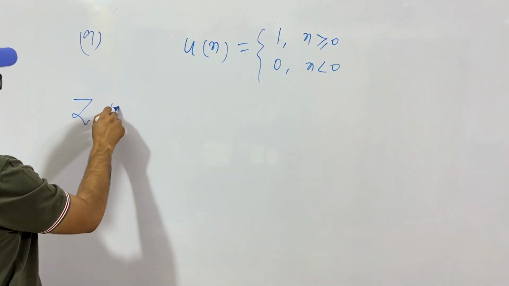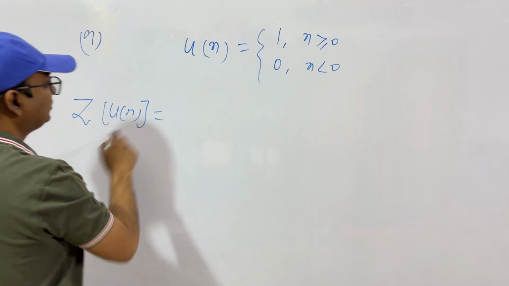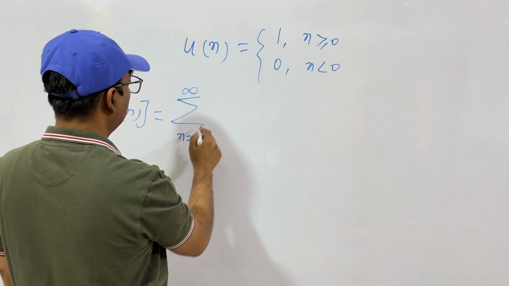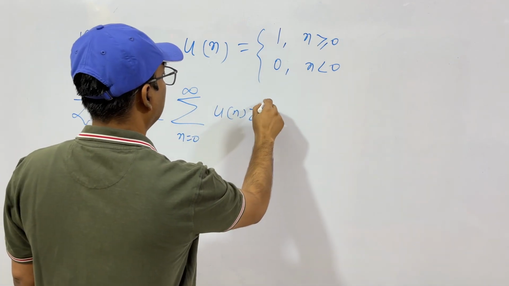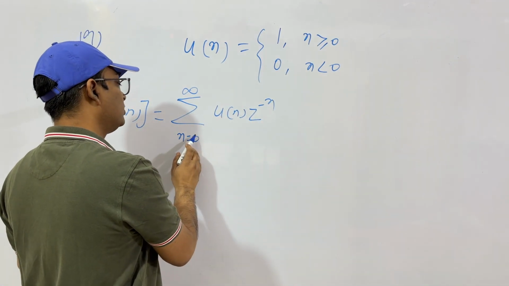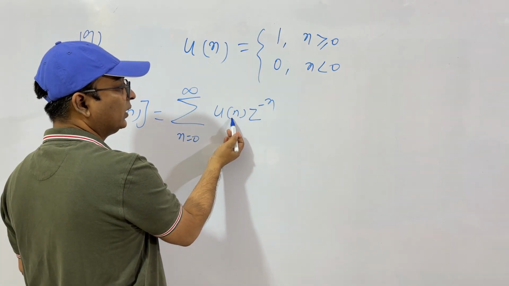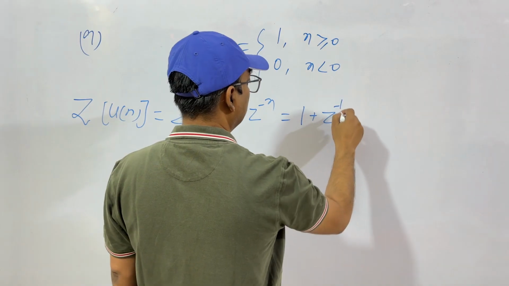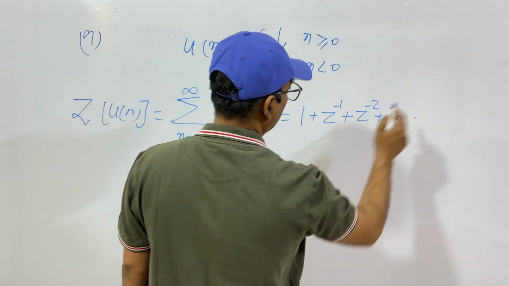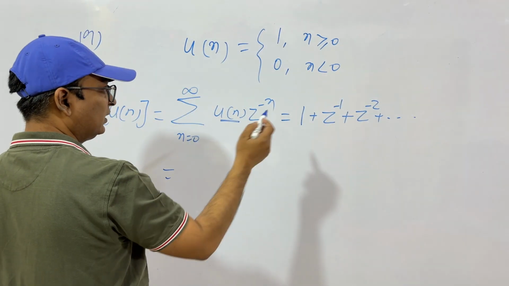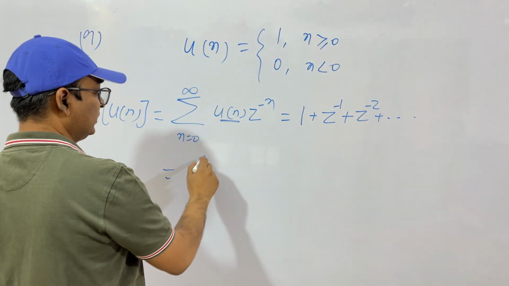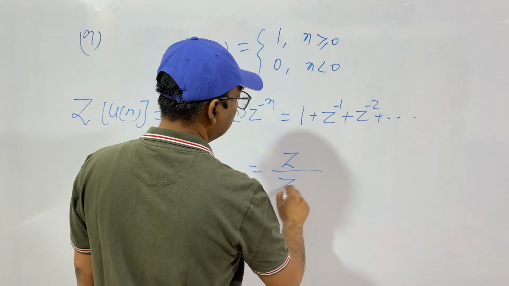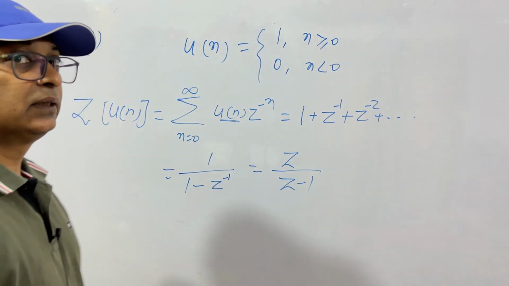So what is the z transform of unit step function? Let's start from definition. It will be sum n equal to 0 to infinity u_n z to the power minus n. Now n equal to 0, 1, 2, 3, everywhere what you will have? You will have 1. For 0 it is 1. So it is 1, then z to the power minus 1, z to the power minus 2, and so on. So this is progression, geometric progression, and the ratio is z to the power minus 1. So it is 1 by 1 minus z to the power minus 1, or you can rearrange it and you will get z by z minus 1, which is for mod z greater than 1. Okay.